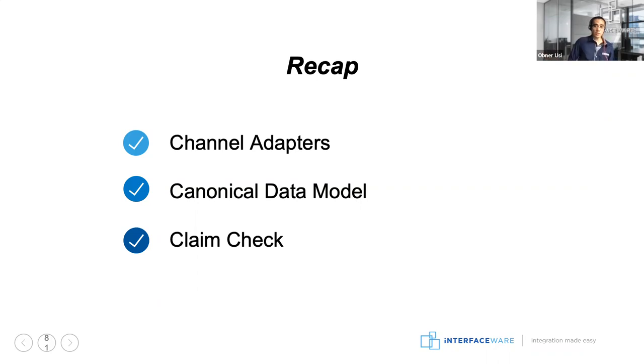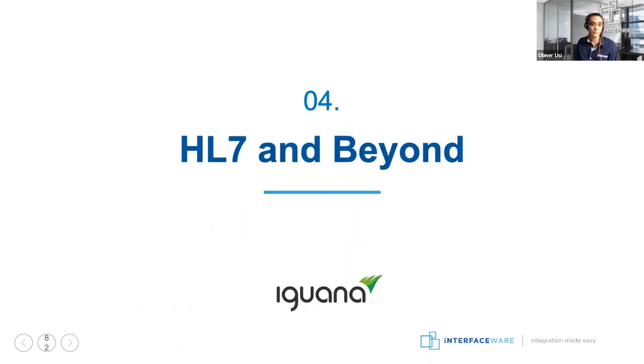Finally, we talked about the claim check, which removes large files from incoming messages to decrease the processing required in Iguana. This will keep your log sizes and CPU usage low to ensure your server is stable. That covers all our design patterns. And now we'll go ahead and talk about our final topic, which is HL7 and beyond.